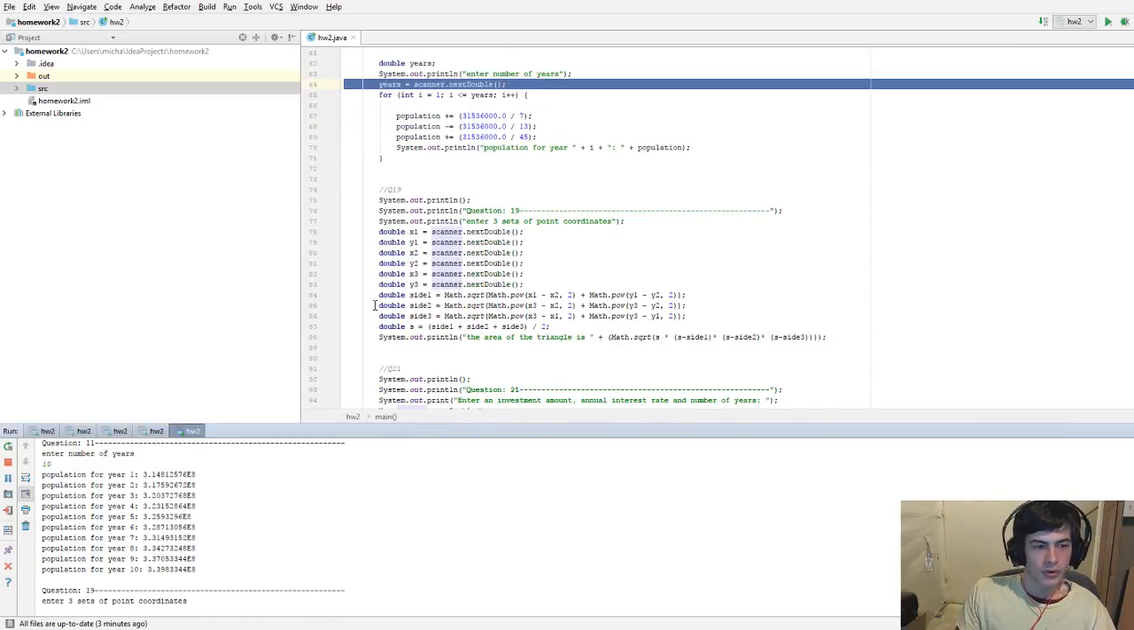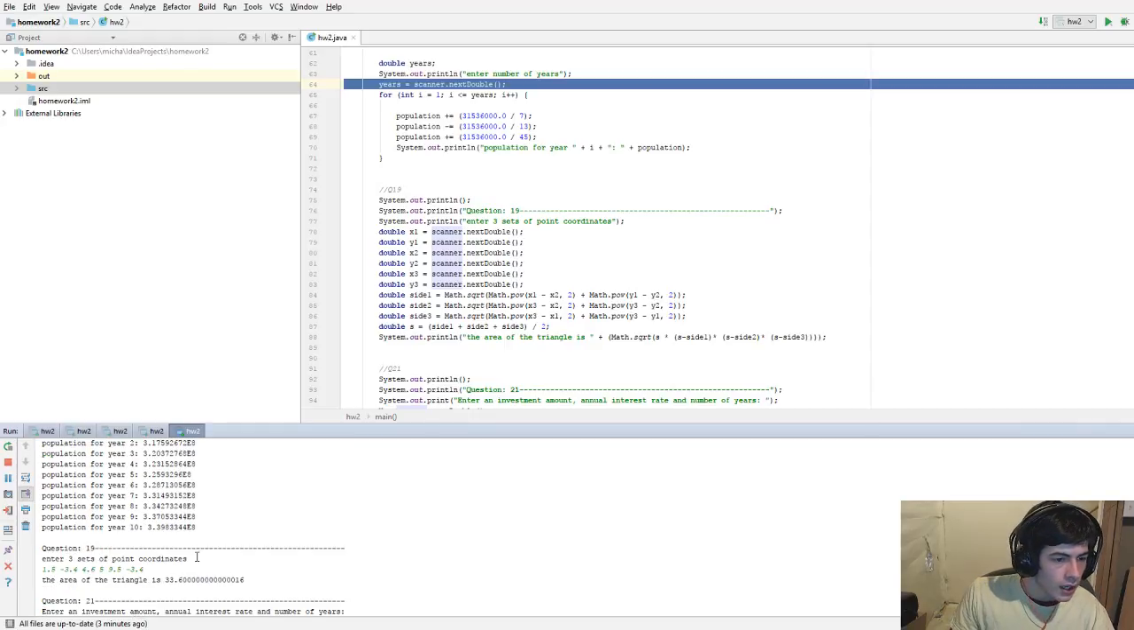Then we have to grab 3 sets of point coordinates to calculate for the triangle, and there we get, question 19, the numbers 1.5, negative 3.4, 4.6, 5, and 9.5 and negative 3.4, and that brings us out to an area of the triangle being 33.60016 at the end, but rounded off, as in the book it just goes to 33.6.